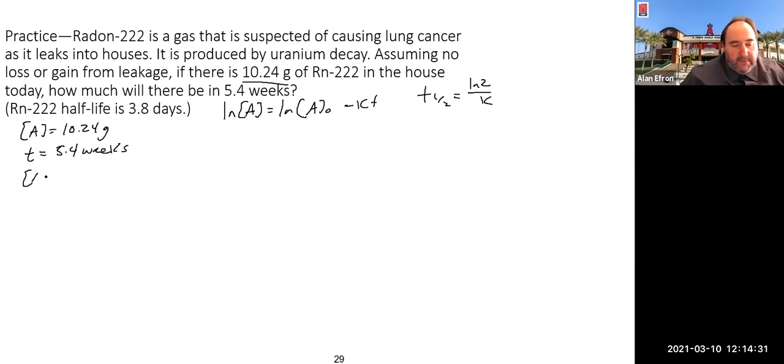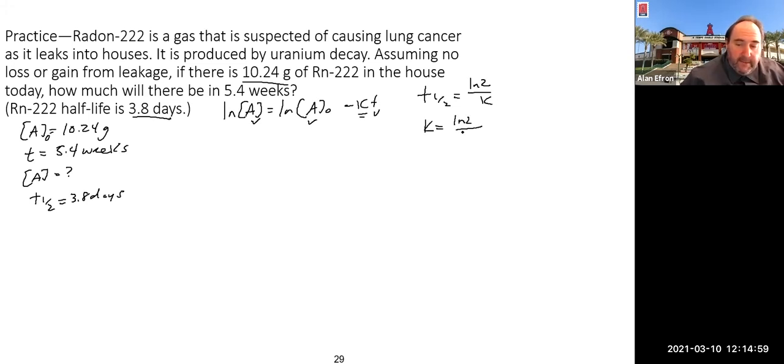And that is our initial there. And that means, again, if we just check off things we're looking for, this is what we have. We're again missing our decay constant, but we are given the half-life here, which is 3.8 days.